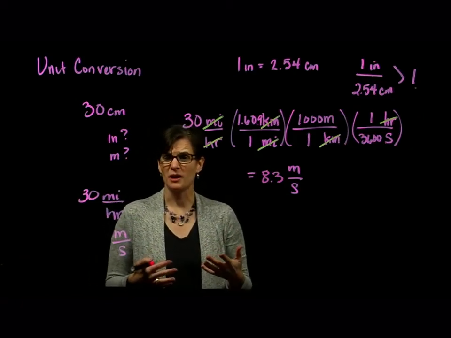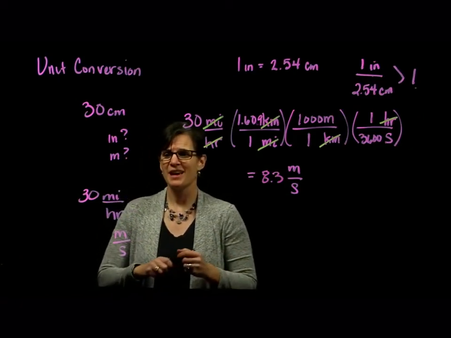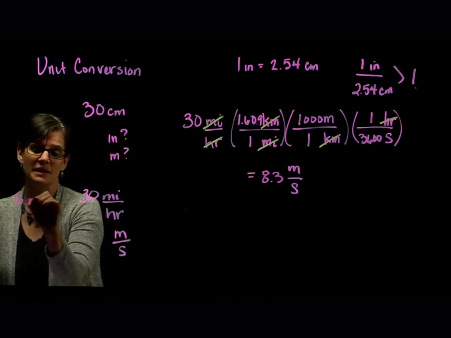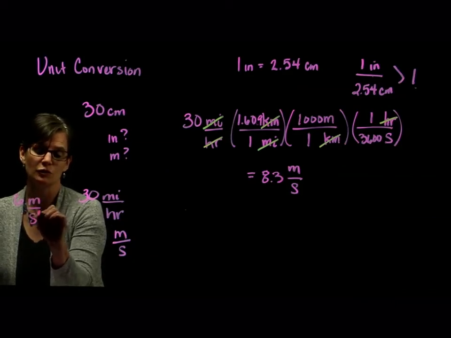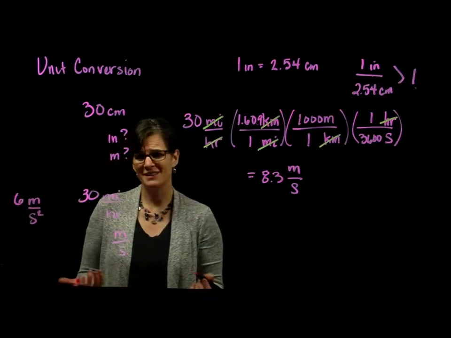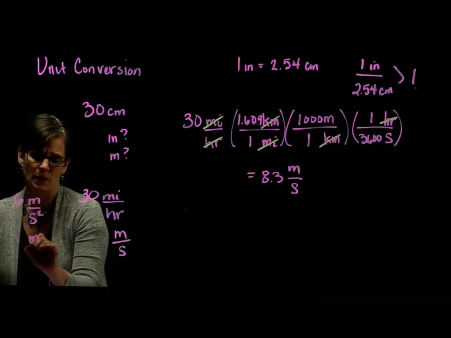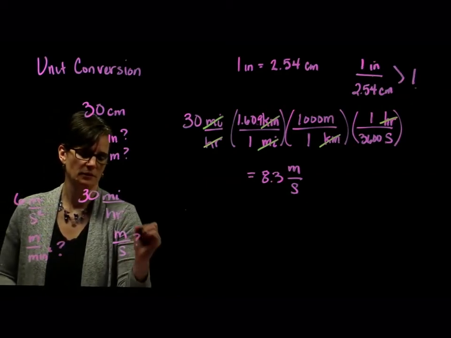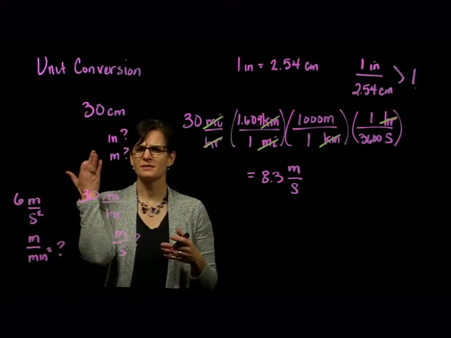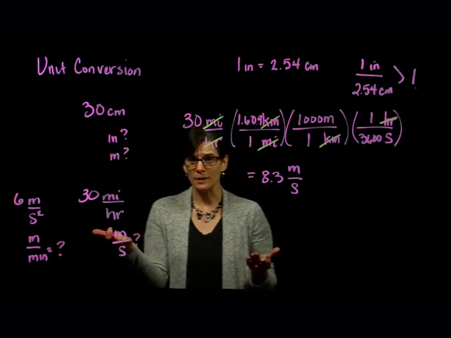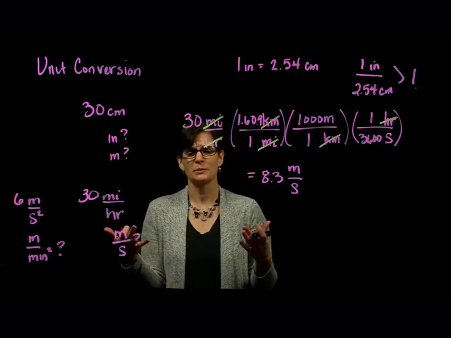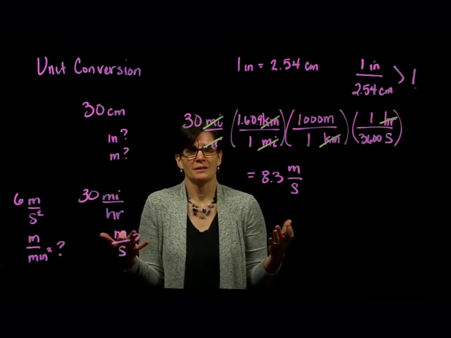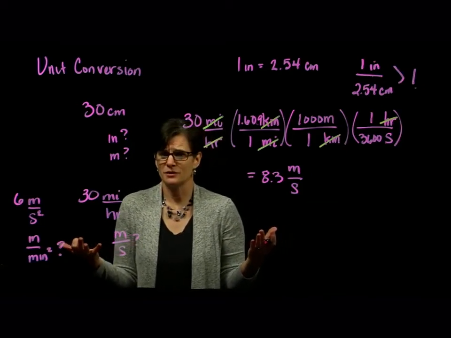All right, well, what if I'm talking about acceleration? And I have an acceleration of 6 meters per second squared, and I want to know, what is that in meters per minute squared? That was what I wanted to know. How do I deal with a square in the unit? Well, a square is just multiplying the unit by itself, so I have to multiply the factor by itself. So let's look at that.